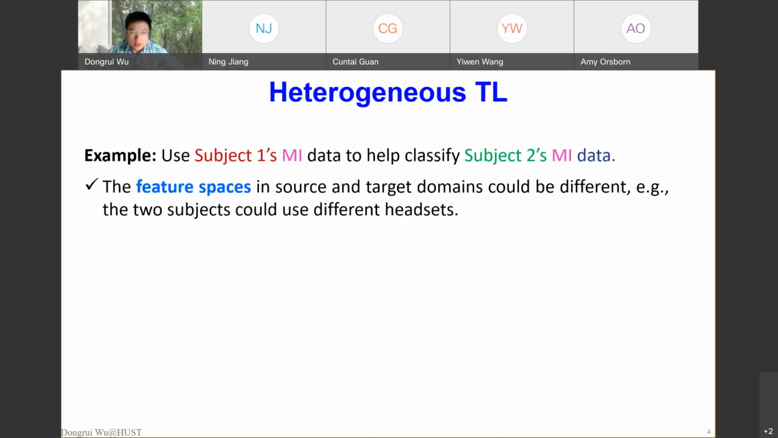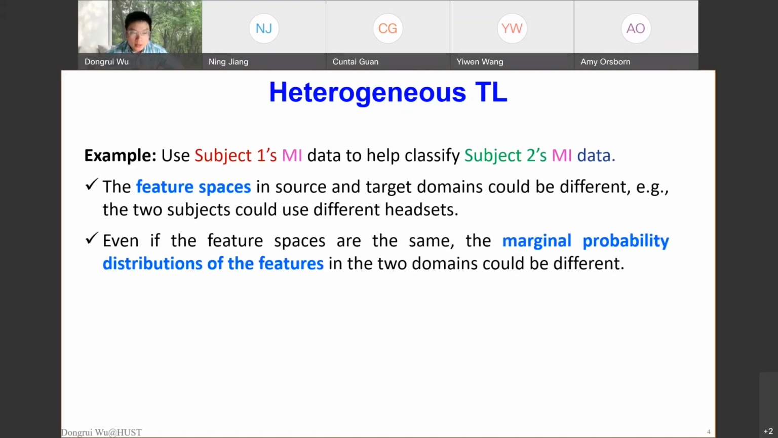First, the feature spaces in the source and target domains could be different. For example, the 2 subjects could use different headsets, so we could extract different EEG features from the 2 subjects. And second, even if the feature spaces are the same, their marginal probability distributions are different. This is due to individual differences, and we cannot remove this challenge easily.